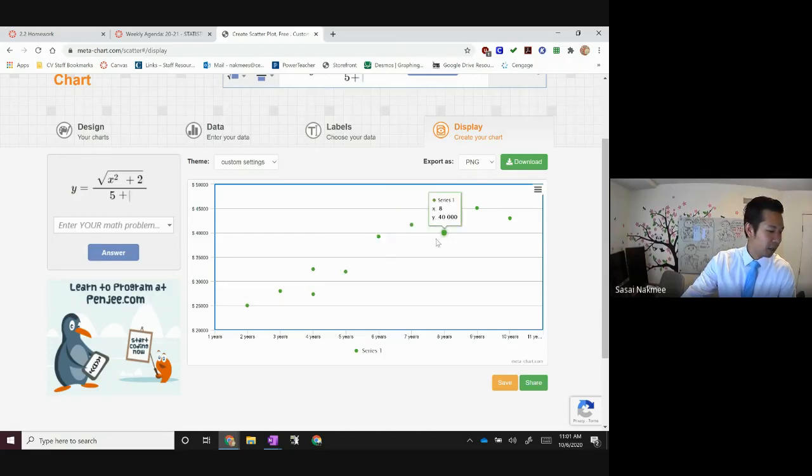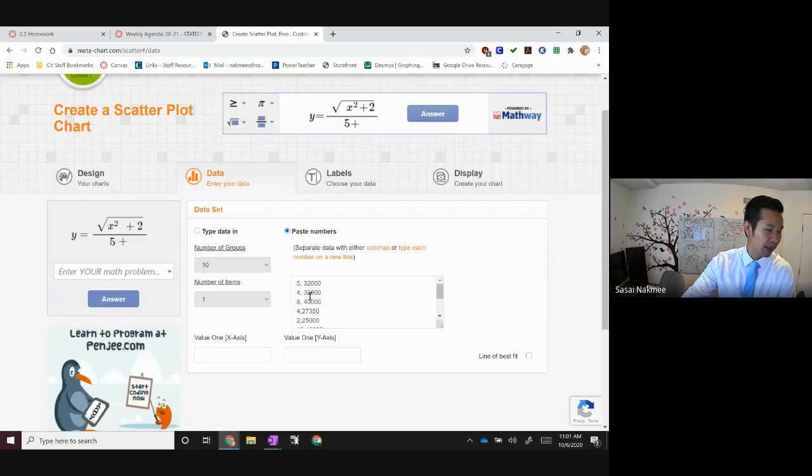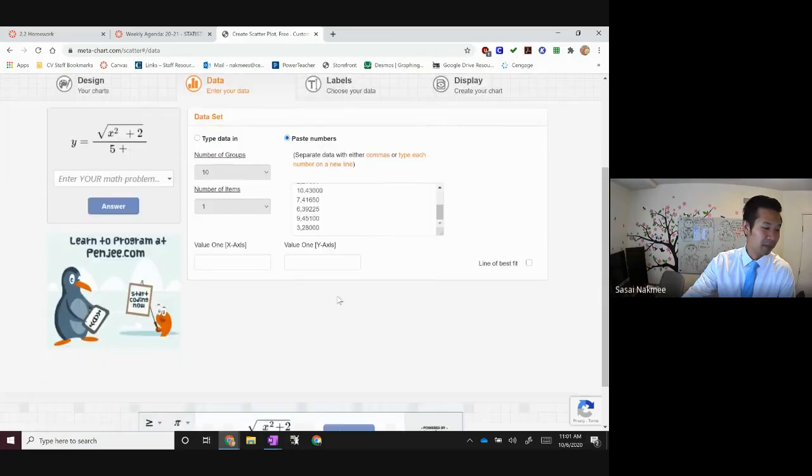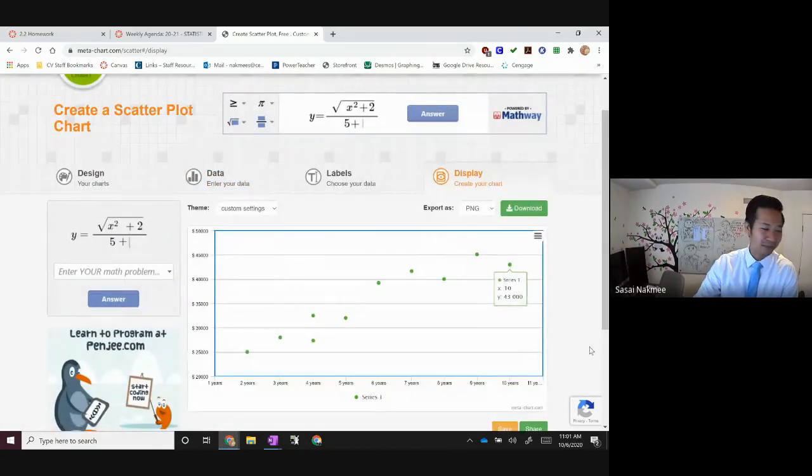I guess I've been doing it wrong the whole time. I could have just used paste numbers and pasted the numbers in here with the X value, comma, the Y value. I'm a little upset. Just a little bit. Anyways, that's the graph of your scatter plot.